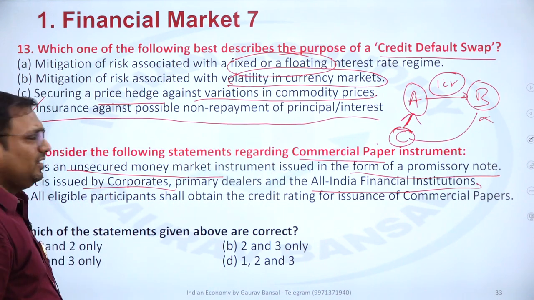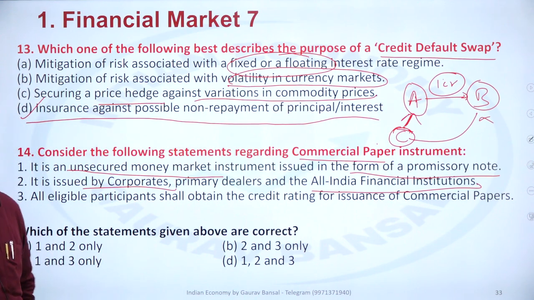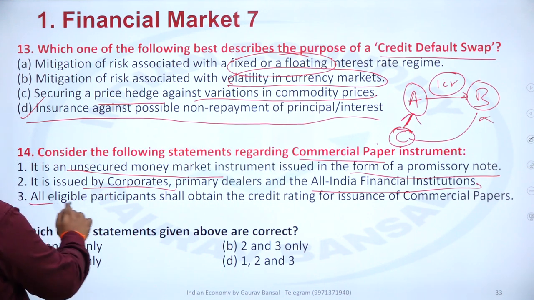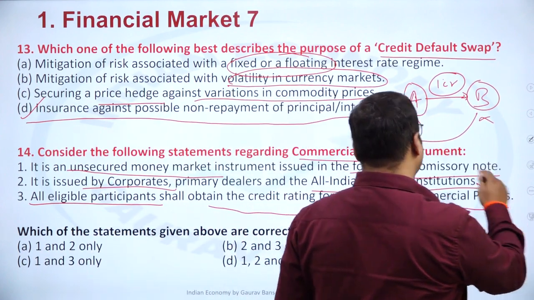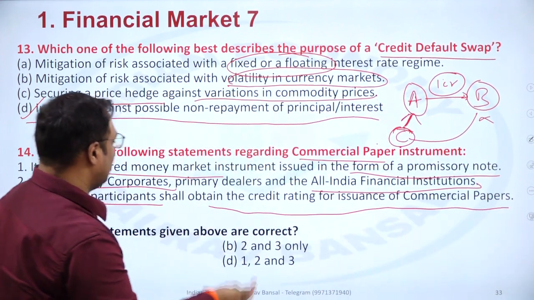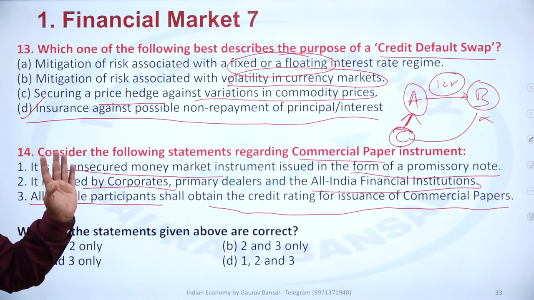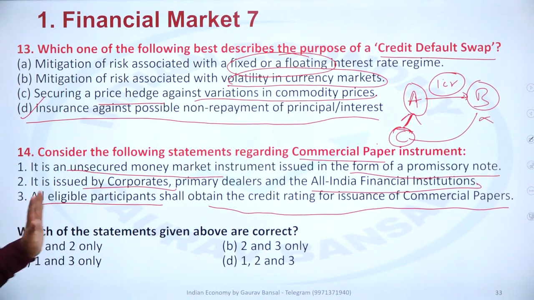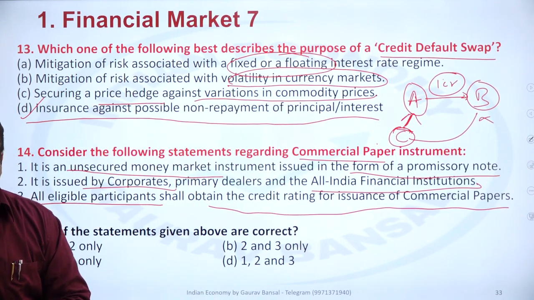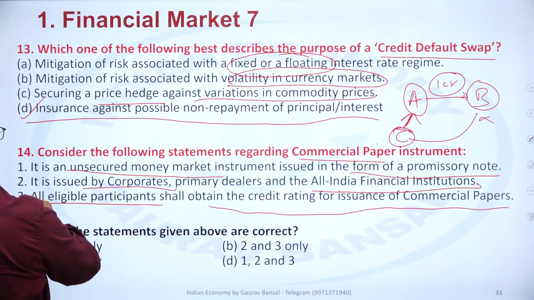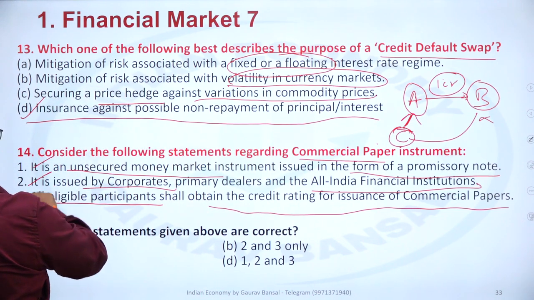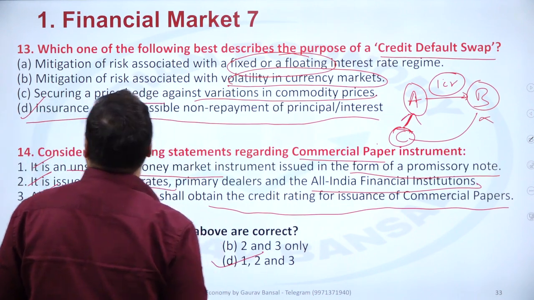Try to identify these. Third, all eligible participants shall obtain the credit rating for issuance of commercial papers. That is correct. Commercial paper or corporate bond can only be issued after SEBI's approval, only after you have received the credit rating. All three are correct. D is the answer.